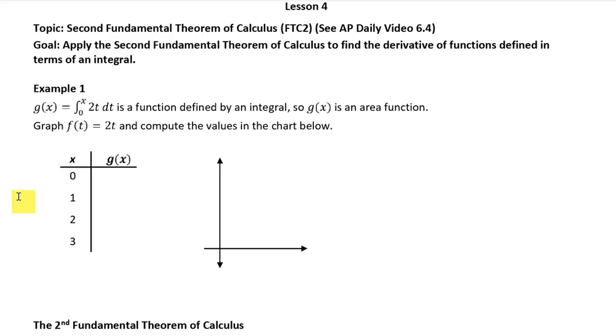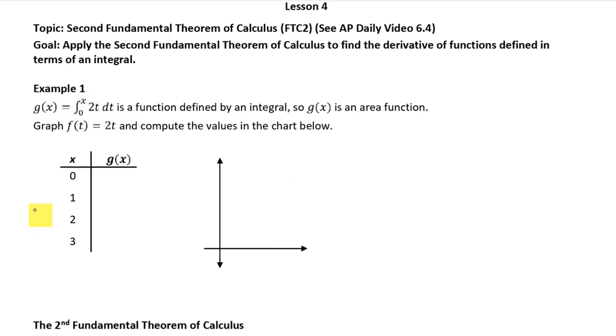So you'll notice we have x's and t's in here. I don't want you to worry so much about that at this point. We'll talk more about these later. But g of x is defined as the integral from 0 to x of this other function, 2t dt.